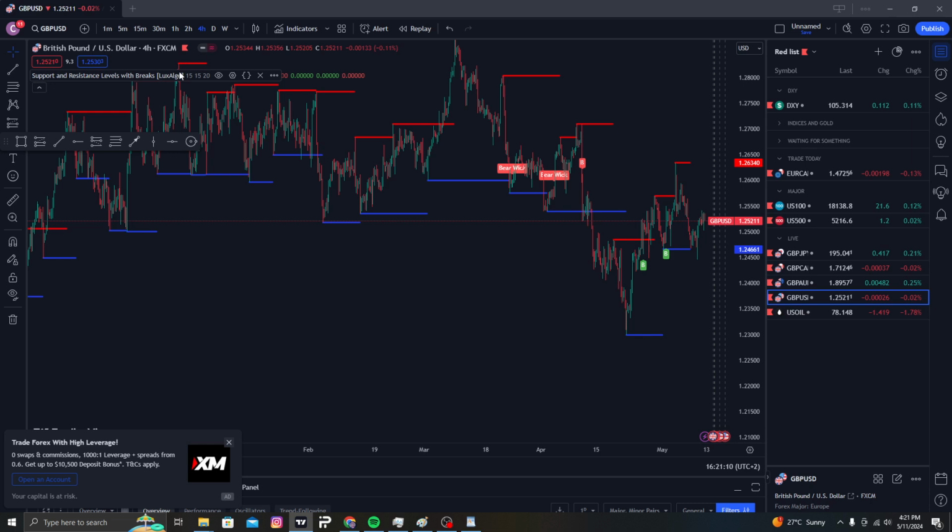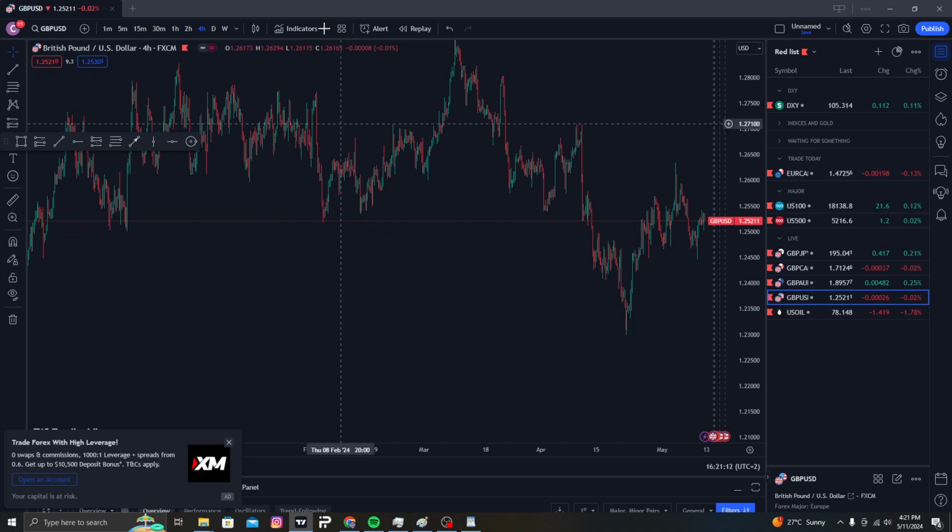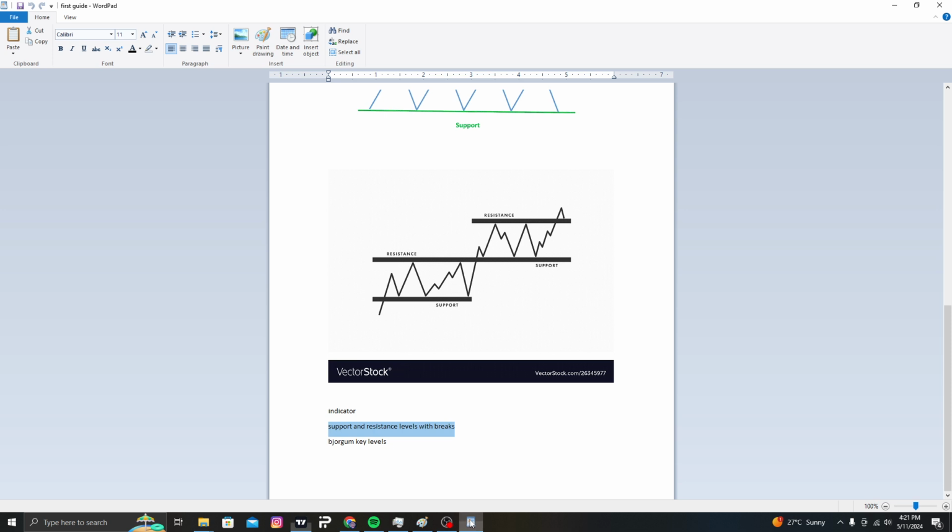Okay, this is the first one. So let me show you the second one. Did you guys see the name of the signal? This is the name of the signal right here: Support and resistance levels with breaks. This is the name of the indicator. You see it? So let's go to the second one, guys. This is the second one. Powerful, brother, as well.